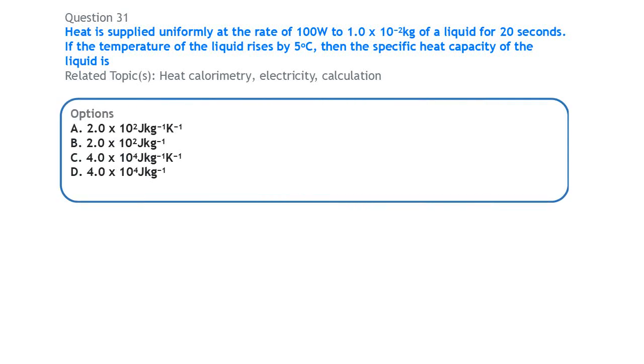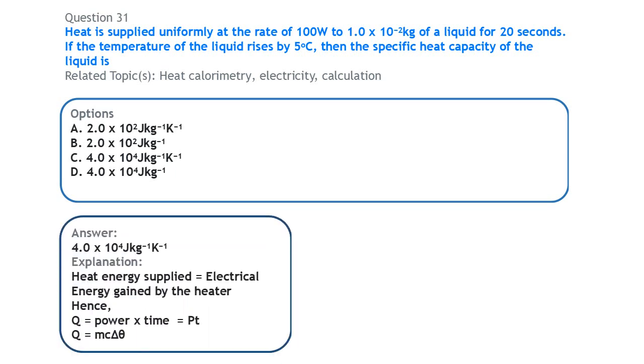Next, on heat calorimetry: heat is supplied uniformly at the rate of 100 watts to a 1.0 times 10 raised to the power minus 2 kilogram of a liquid for 20 seconds. If the temperature of the liquid rises by 5 degrees Celsius, then the specific heat capacity of the liquid is.